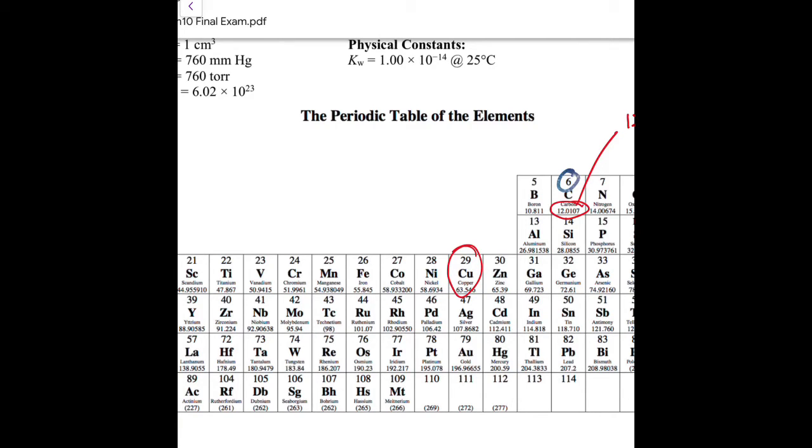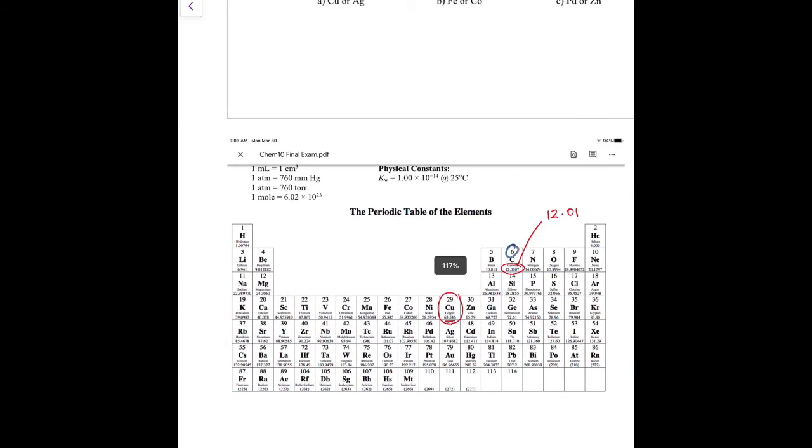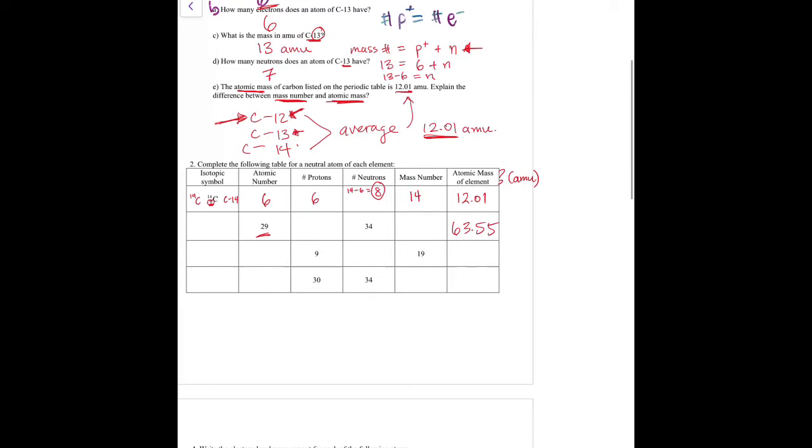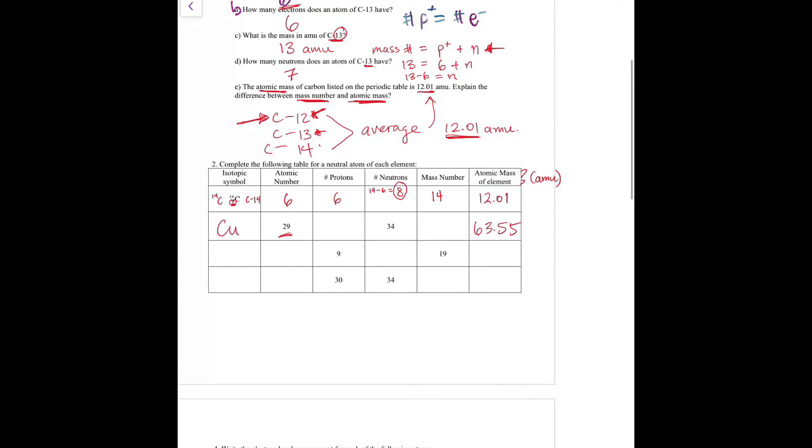Okay, so we know that copper, since we're down here already, says 63.55. Right, so that's 63.55 for its atomic mass. And we already know that was copper. Okay, so number of protons is the same as the atomic number, so that's 29.